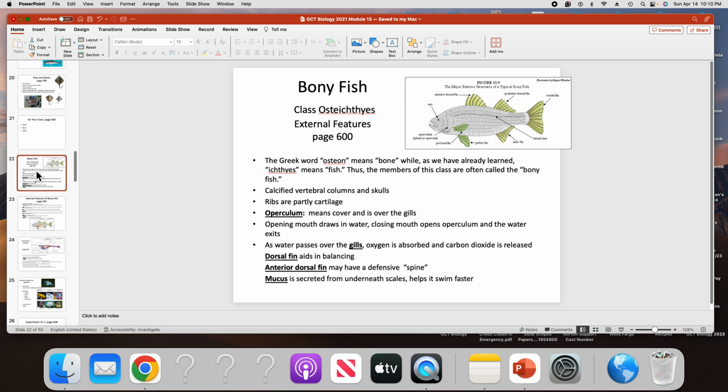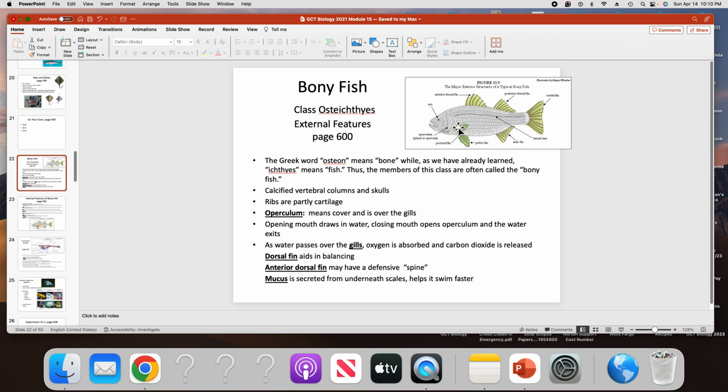So now we're on to our bony fish, and we'll look at some of their external features. First we'll look at the name of their class, Osteichthyes. The Greek word osteon means bone, while we know ichthyes means fish. So they're often called bony fish. Their vertebral columns and skulls are calcified, and their ribs, however, do have some cartilage in them.